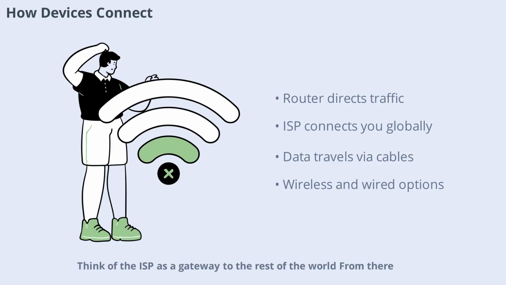From there, your data travels through underground cables, fiber optics, or even satellites, hopping from one network to another until it reaches its destination. This whole process happens in the blink of an eye, making it possible to stream videos, play games, or chat with friends across the globe.